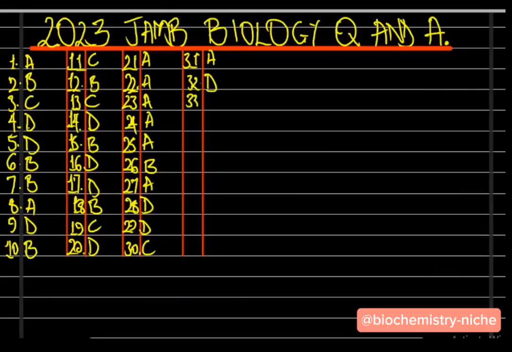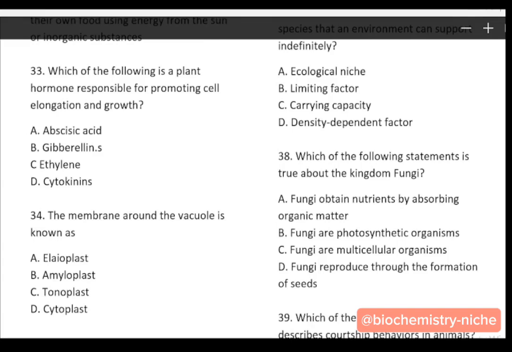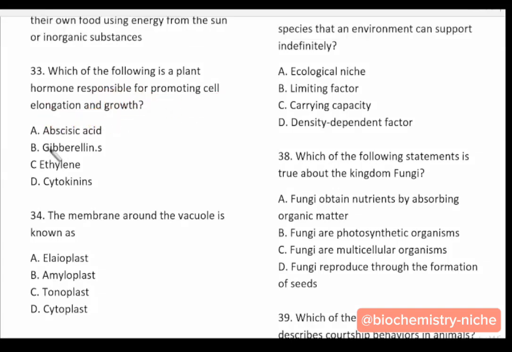Then question 33 now. Which of the following is a plant hormone responsible for promoting cell elongation and growth? We have so many plant hormones. Abscisic acid, gibberellins, ethylene, cytokinin, auxin, there are so many of them. But the actual answer to our question here, the one that is responsible for promoting cell elongation and growth, is the gibberellin. Gibberellins are responsible for actually elongating the cell as well as bringing about growth in the part of the plant. That is basically what the gibberellin does.